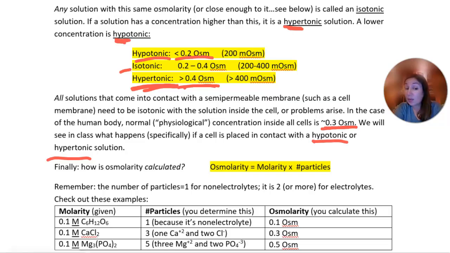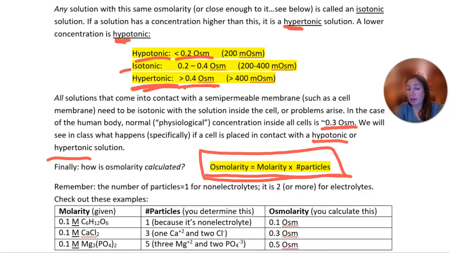So how is osmolarity calculated? Osmolarity equals molarity times the number of particles that have been dissolved. Remember, the number of particles is going to be 1 for non-electrolytes, think sugar or glucose. It's going to be 2 or more for electrolytes because you're going to have 1 for each ion. So check out some examples.